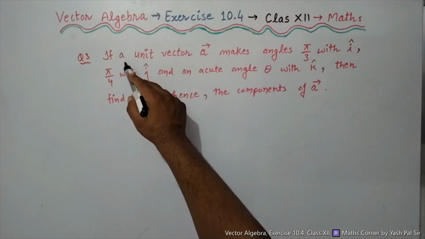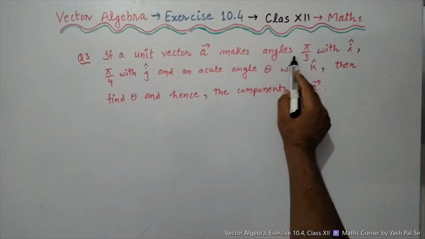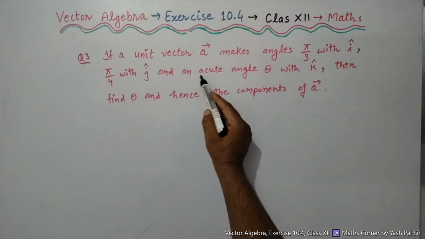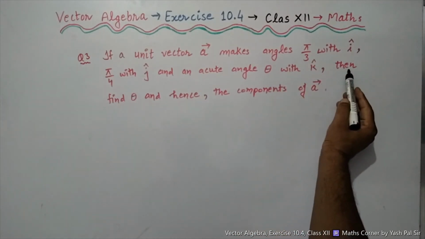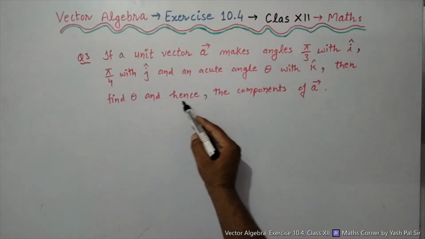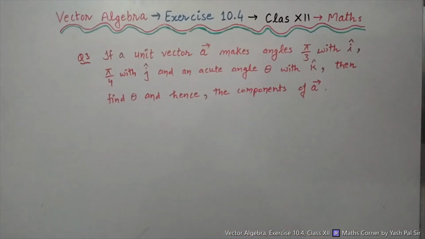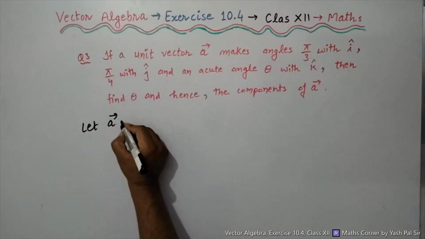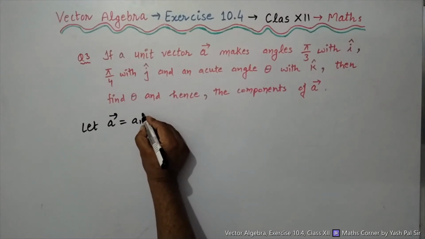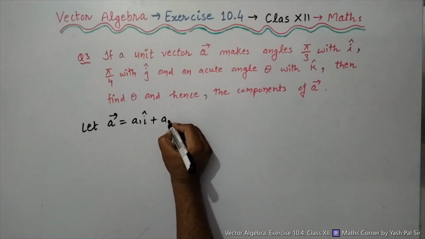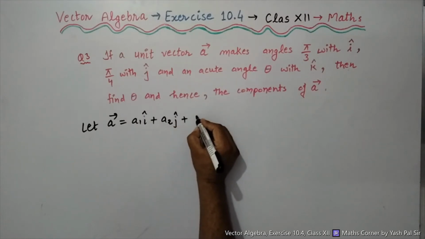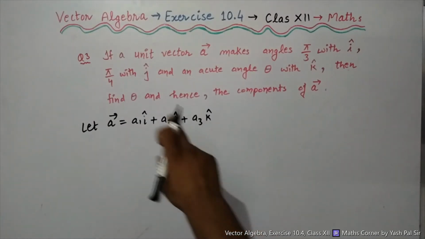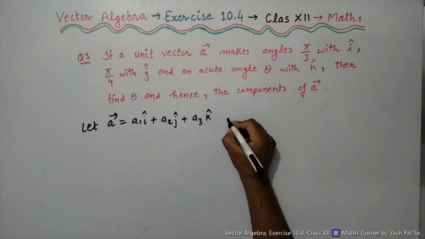Now coming to question number 3, we have: if a unit vector A makes angles pi by 3 with i, pi by 4 with j, and an acute angle theta with k, then find theta and hence the components of vector A. Starting with vector A, let vector A itself be a1 i plus a2 j plus a3 k.